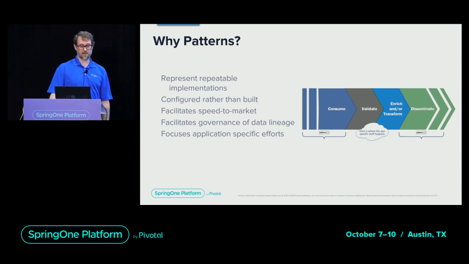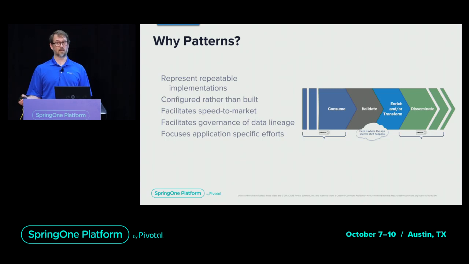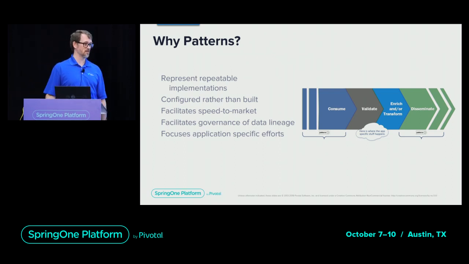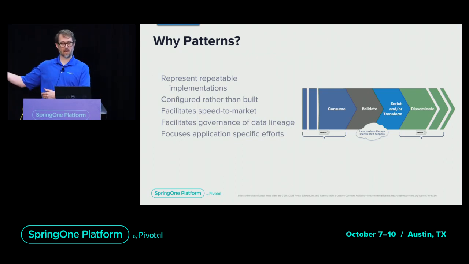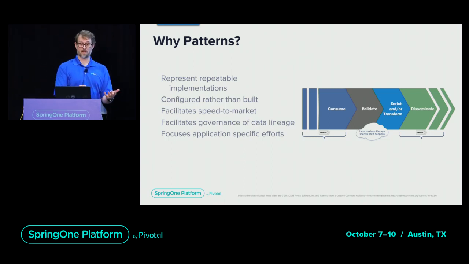It does facilitate the speed to market. It facilitates the governance of our data lineage. So that's really important too. Data governance is huge now, right? If we know that all of our data is traveling through our system in a finite number of patterns inward, and then again outward in a finite number of patterns, it's really easy for us to reconstruct our data lineage and even report on that data lineage.